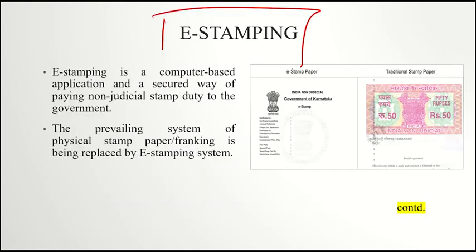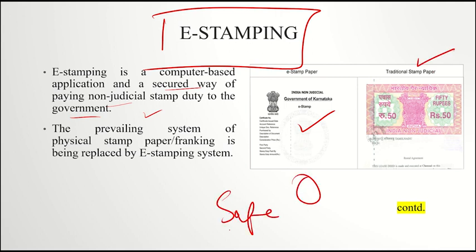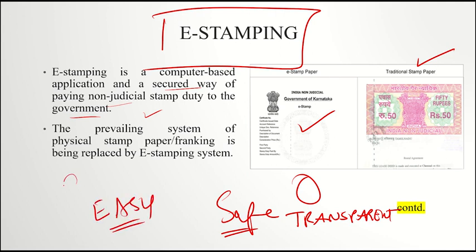E-stamping. So this is the new concept we should know. E-stamping is a computer-based application and a secured way of paying non-judicial stamp of the government. So if you want to buy any stamp paper now, this is the example. So this is e-stamp, this is traditional stamp paper. Now e-stamp is safer, it is transparent, and it is first of all easy, and there will be no scam. We know the Karim Lala scam, where there was a person who made fake stamp papers like this, which you can see here.